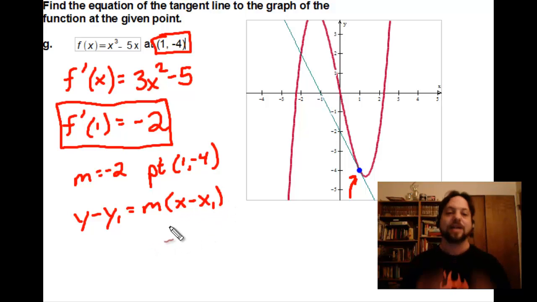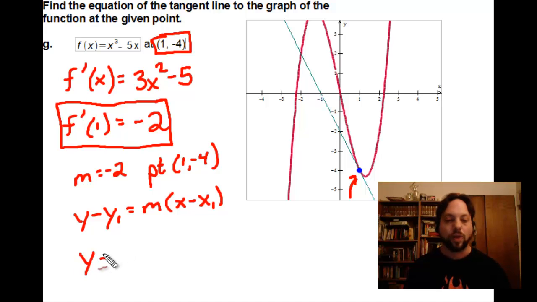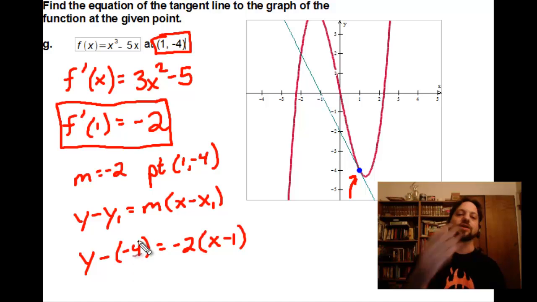If you have forgotten that, remember it now. Write it down, paste it up on your mirror so you see it every morning and evening. Whatever you need to do, remember that point slope equation, because that right there is going to give us our final answer. y minus negative 4 equals negative 2 times the quantity x minus 1. And there we go, there's your final answer.